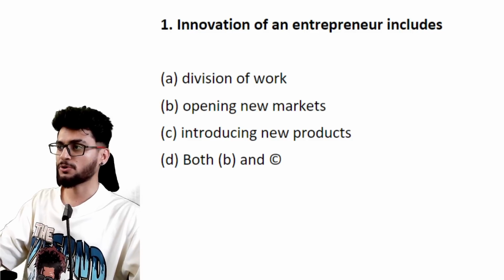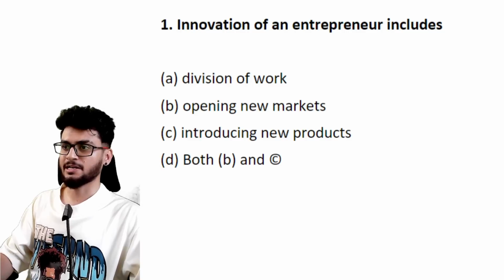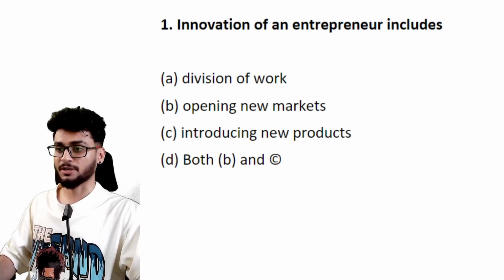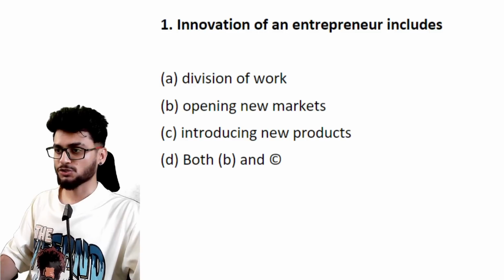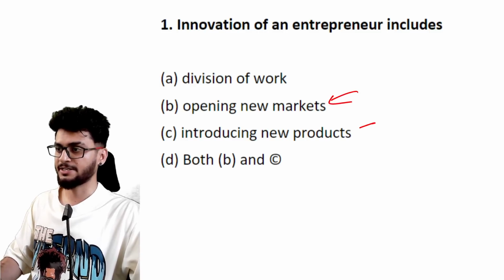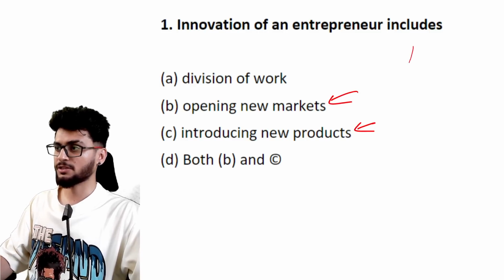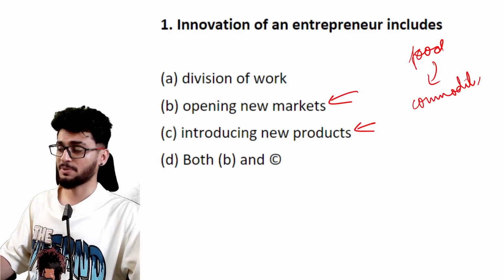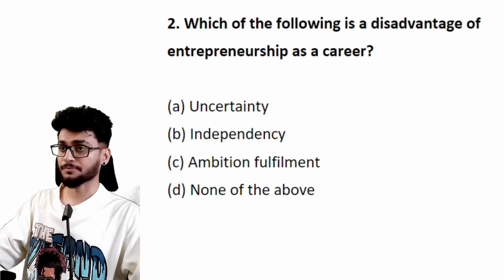Innovation of an entrepreneur includes division of work, opening new markets, introducing new products, or both B and C. So yes, new markets and introducing new products. Maybe you were in the food market first, but you now switch to the commodities market, where you probably started selling shampoo and soap.